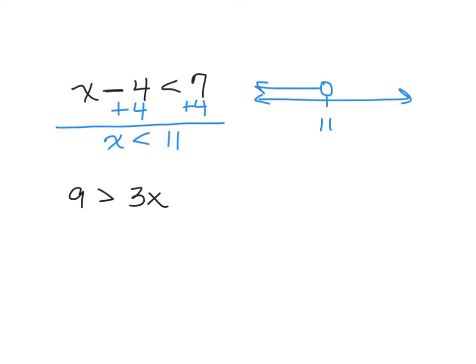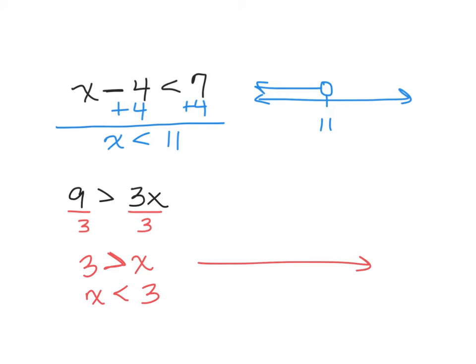The second inequality, 9 is greater than 3x. I'm going to divide by 3. I get 3 is greater than x, but again I want to write the inequality with the variable on the left, so I'll flip that around. Arrow pointing at the x, still pointing at the x. This is a less than problem, even though it started out looking like it's more than. When I turn it around, it turns into a less than. So no big deal, right? We know how to do that.